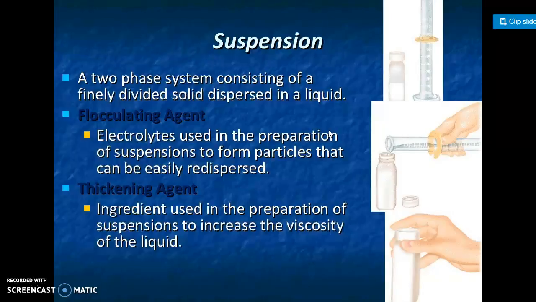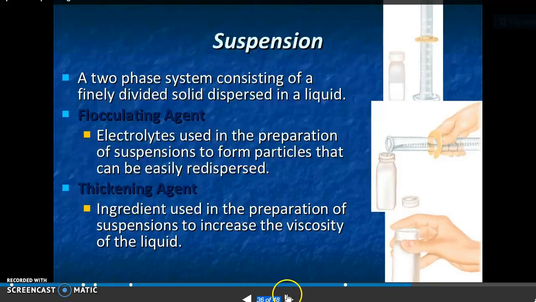Or sometimes you may need something to thicken the suspension. These are ingredients used in the preparation of a suspension to increase the viscosity of the liquid. A very good example is many cough medications, which use a thickening agent. It makes it a little easier to swallow, takes a little longer, and allows for the medication to actually enter the patient.